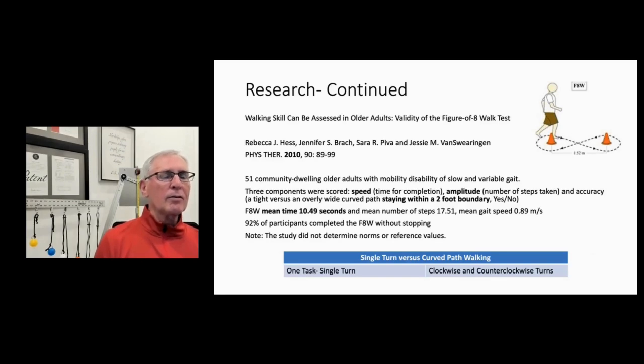Changing directions continued to be a form of assessment, and walking skills can be assessed in older adults. The validity of the figure-8 walking test was studied by Hess and colleagues in 2010. What they looked at is a 5-foot pattern starting in the middle at 2.5 feet and walking up and around the cones, then making a figure-of-8.